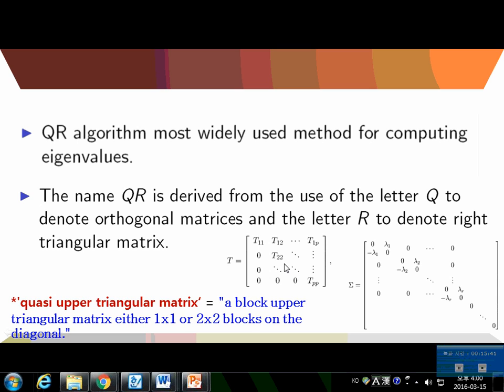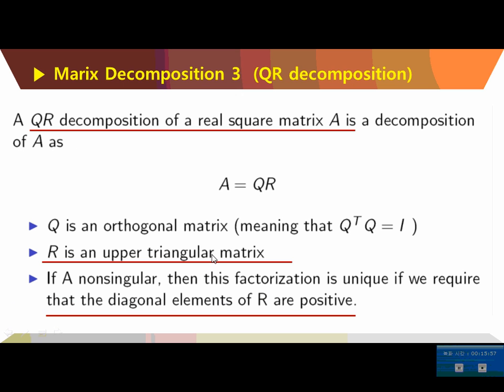1 by 1 blocks, which are just eigenvalues, or 2 by 2 blocks with complex eigenvalues as a pair, like this. And all of this can be done by doing this factorization. This factorization can be done by Gram-Schmidt orthonormalization process, where R is an upper triangular matrix. And if A is non-singular, then this factorization is even unique if we require that the diagonal elements of R are positive.